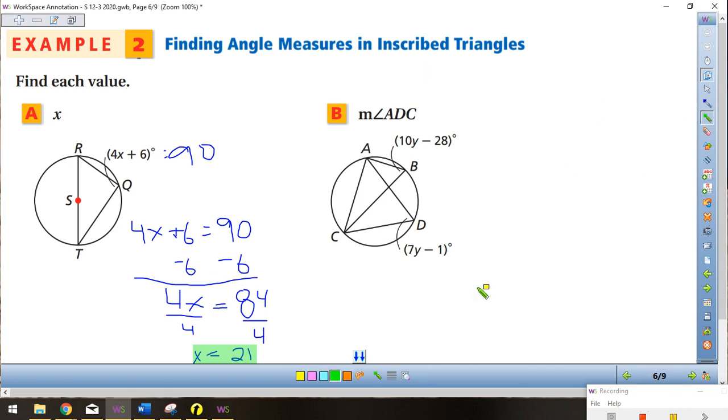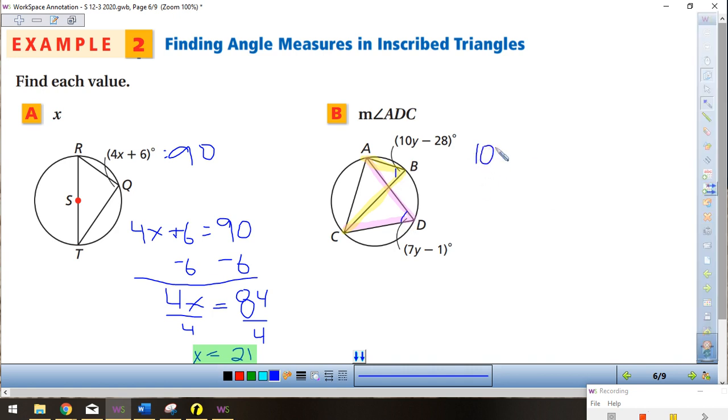Over here, they want me to find the measure of angle ADC. So that's the angle I want to find. Now if we look at the other one that is given to us, they give me ABC. Okay? So now you can tell it starts at A, ends at C. Starts at A, ends at C. So that means both of these angles are congruent to each other.